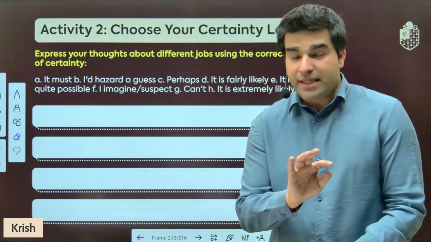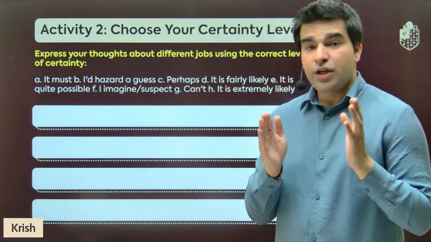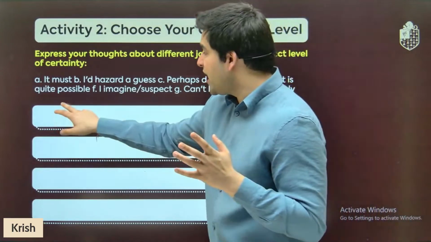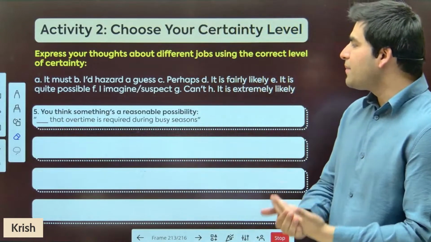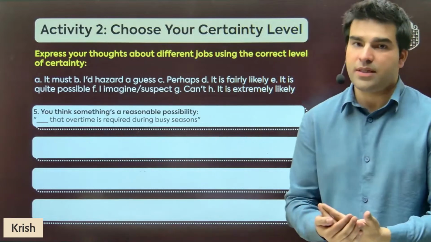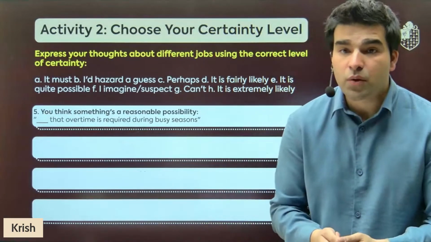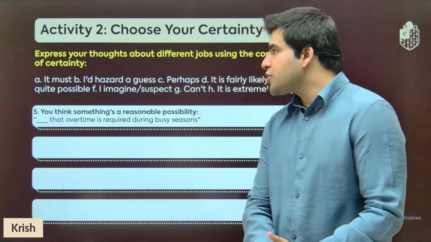The last 4 sentences, watch carefully. Here we go. So the 5th one is, you think something is a reasonable possibility. It is a reasonable possibility. So which one do you think could it be?